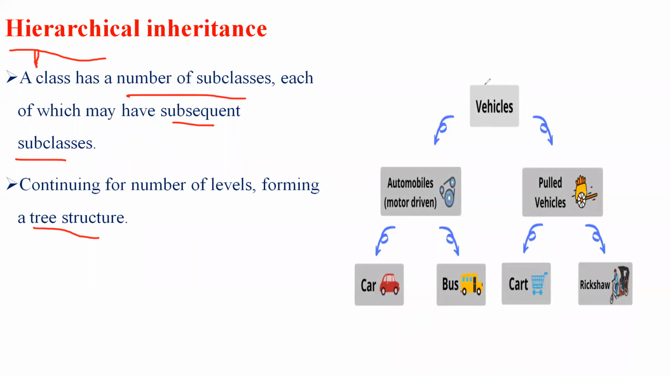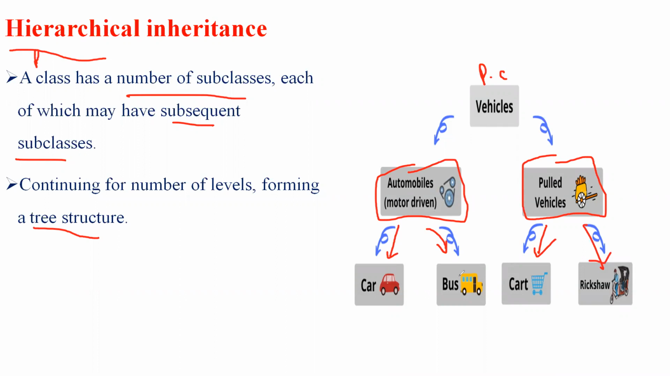Here the vehicle is a parent class which will derive two different classes. One is automobile vehicles, which are based on motors, and another is pulled vehicles, which are based on a wheel. Automobile vehicles can derive two different subclasses, a car as well as a bus, whereas pulled vehicles are again subdivided into two: one is a cart and another is a rickshaw. So these two are subclasses from automobiles and these two from pulled vehicles.